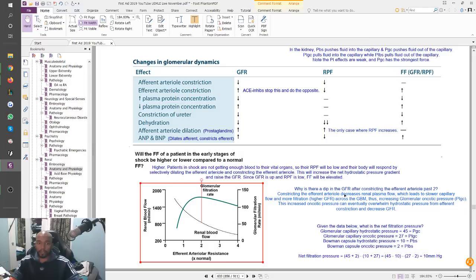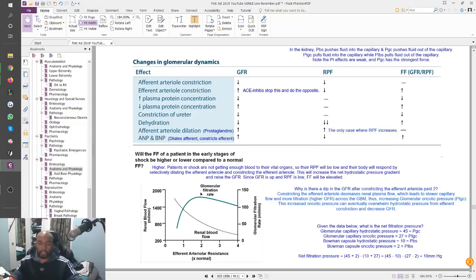This was actually a very interesting question from UWorld. It came with this graph in the explanation. So they gave you this graph and then they asked, why is there a dip in the GFR after constricting the efferent arteriole past 2? On the x-axis right here, you're seeing efferent arteriolar resistance, starting from 0 to 2 to 3 to 4. On the y-axis on the left side, you have the renal blood flow, and on the right side, you have glomerular filtration rate, GFR. So renal blood flow, GFR, efferent arteriolar resistance. Because remember, everything is about the efferent arteriole, not so much the afferent.